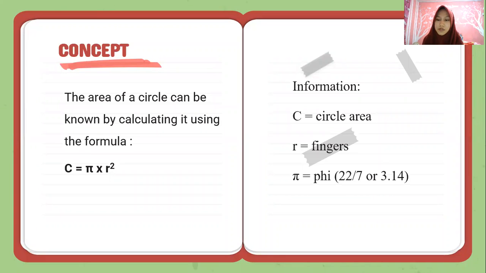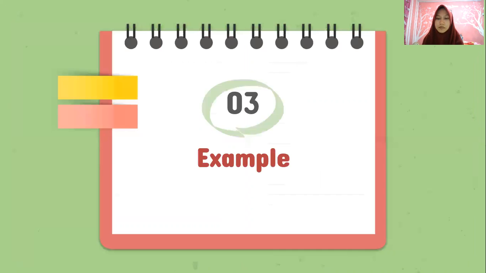It's the concept to find the area of the circle. The area formula of a circle is determined by the radius that a circle has. The area of a circle can be calculated using the formula L equals pi times r squared. With the information that L is the circle area, r is the radius, and pi is 22 divided by 7, or 3.14.